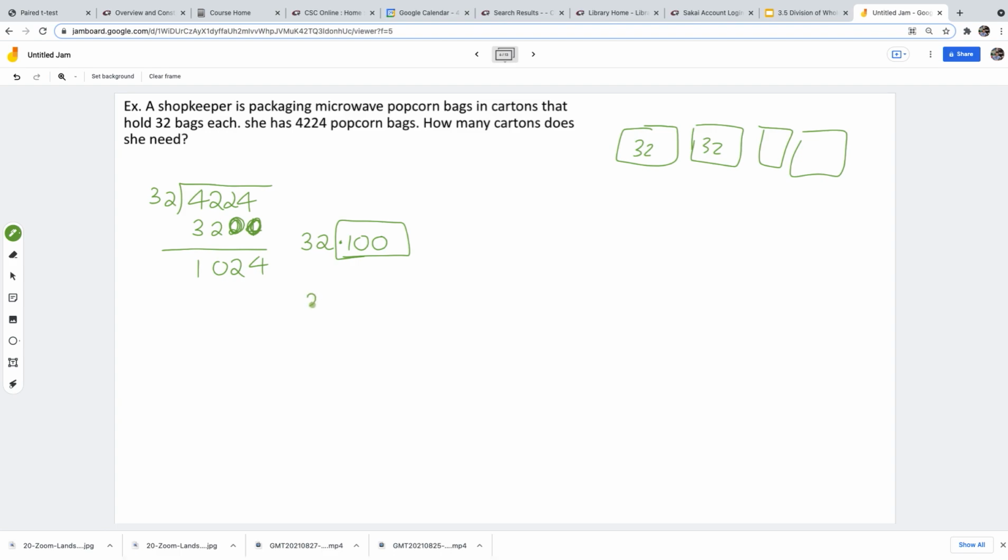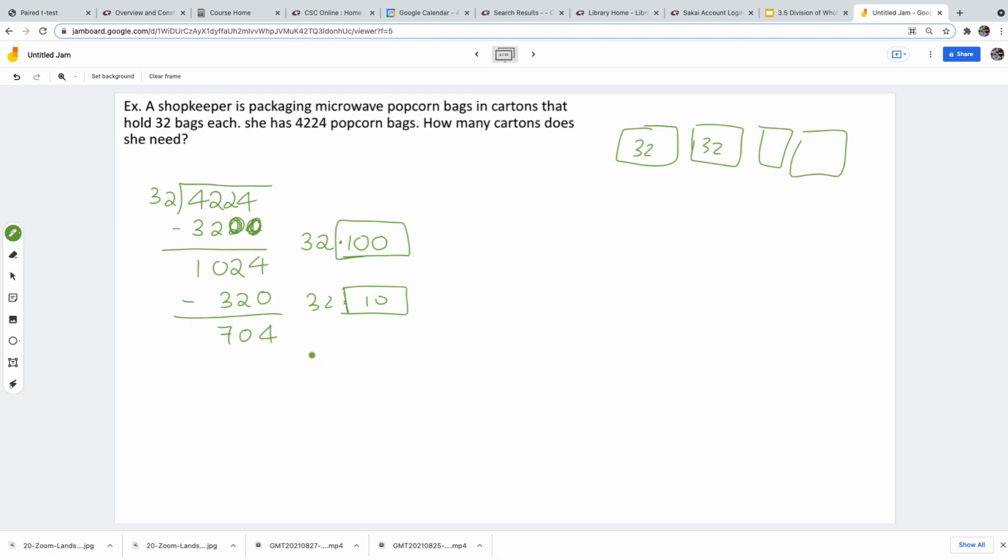So if we use times 10 instead, because I like to use only easy numbers, like times 10, times 100, things like that, then we put 320 popcorn bags in 10 cartons. So how much is left? We keep subtracting until we cannot do any more. You have 4 minus 0, 2 minus 2 is 0, 10 minus 300 is 700. Now you have 704 left.